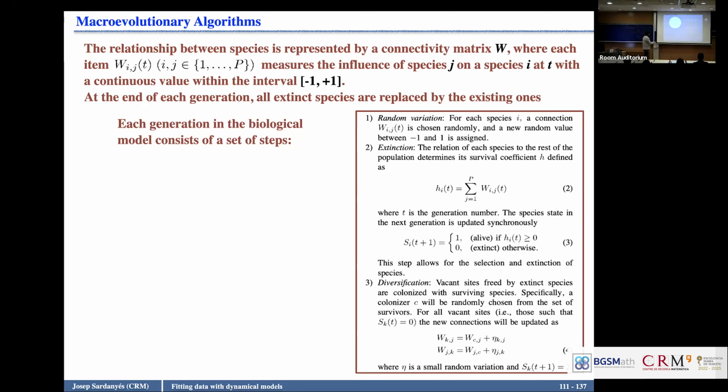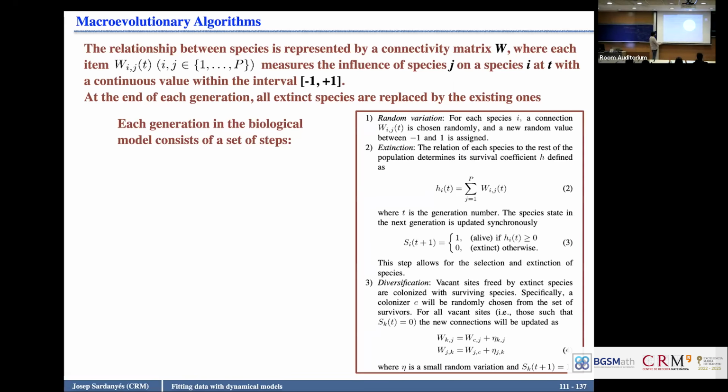So each generation in the biological model consists of different steps. First we have random variation. For each species i, a connection W_ij is chosen randomly, and a random value between -1 and 1 is assigned. This is like the variation in the interactions of the species.